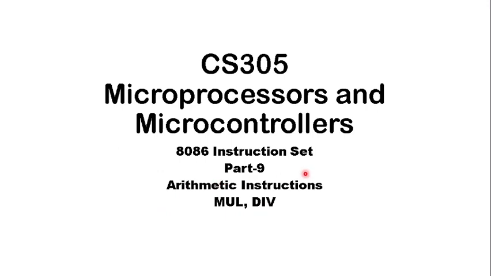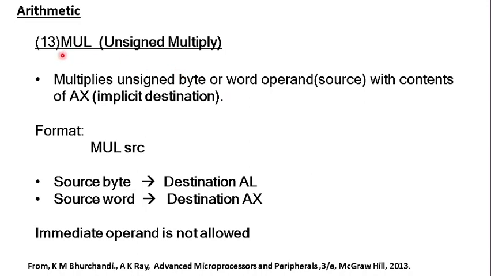This is part 9 of 8086 arithmetic instruction set. We will see MUL, that is unsigned multiply operation. It multiplies an unsigned byte or word operand, which is specified as the source operand, with the contents of AX. Note here that AX is the implicit destination. In the instruction format only the source is specified, and the other operand will be taken from AX, or it is expected to be stored in AX.